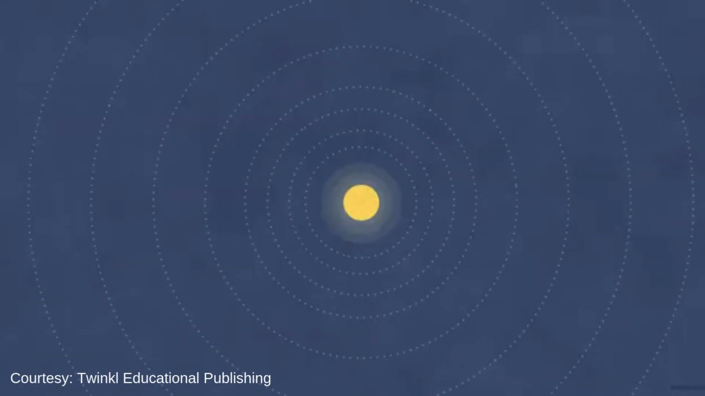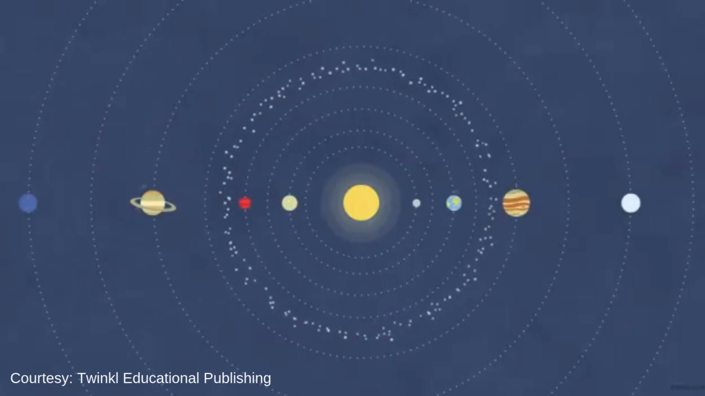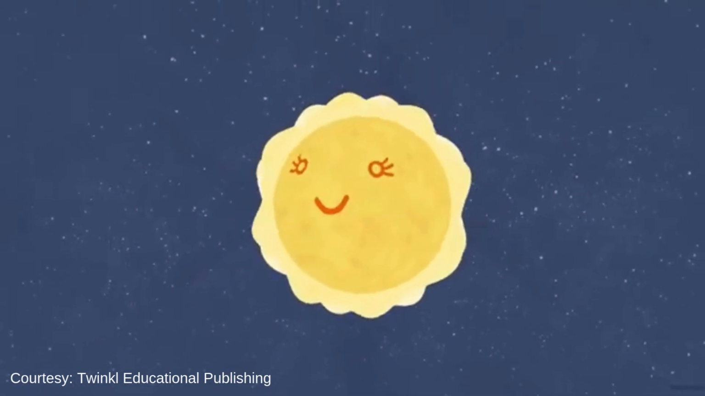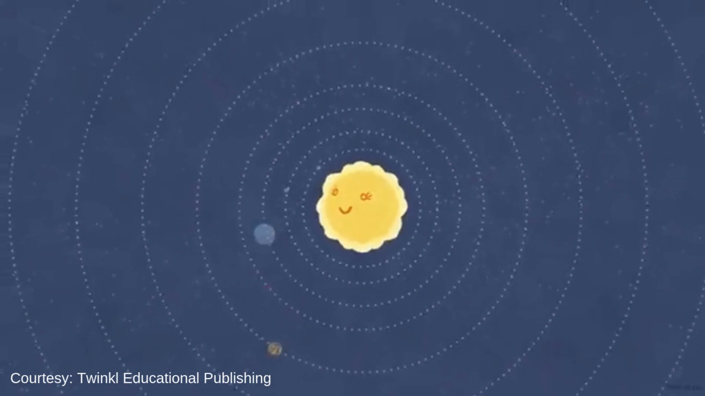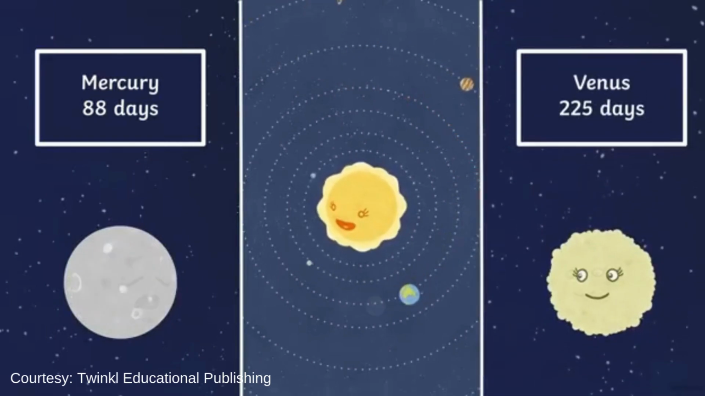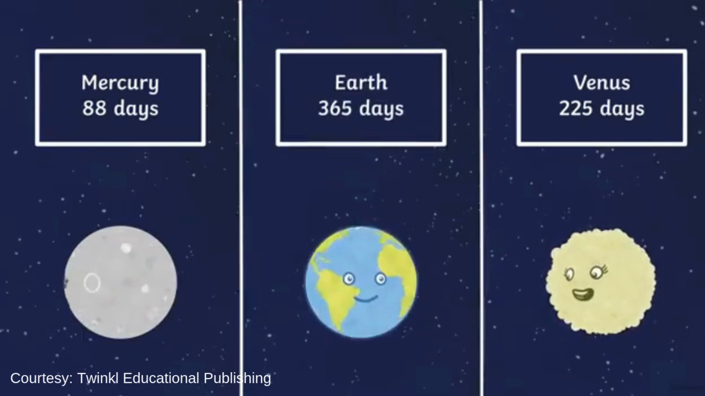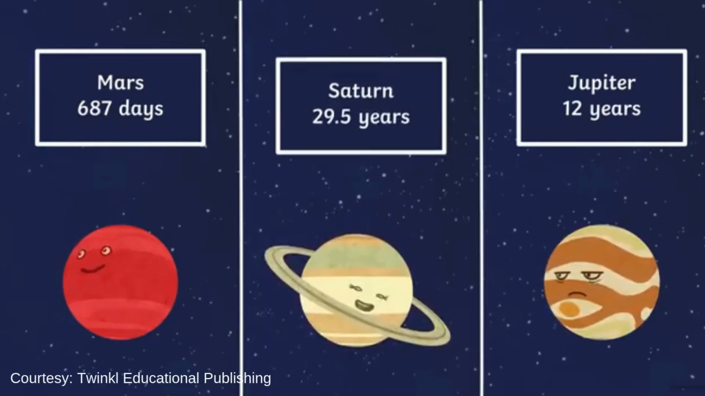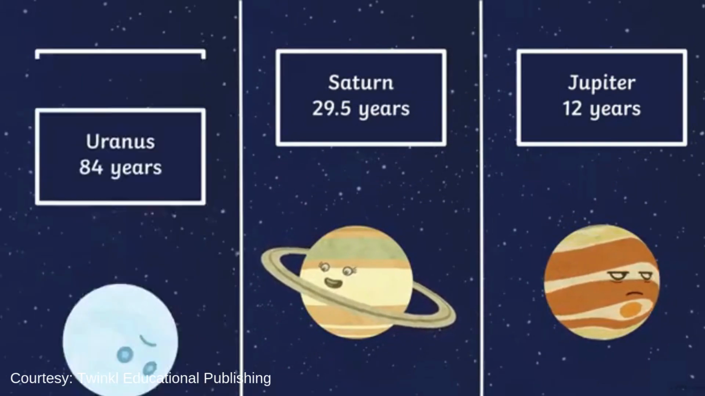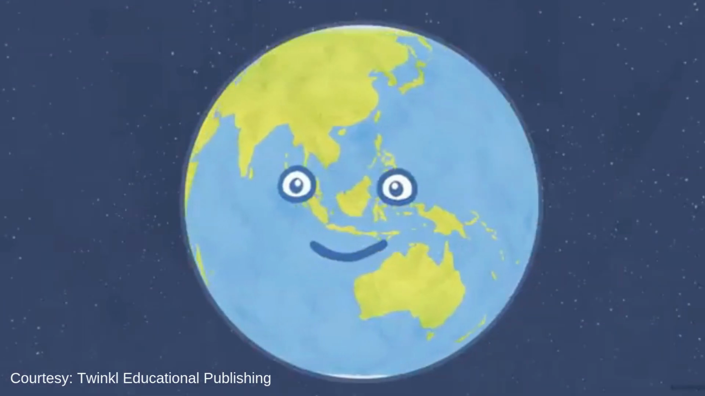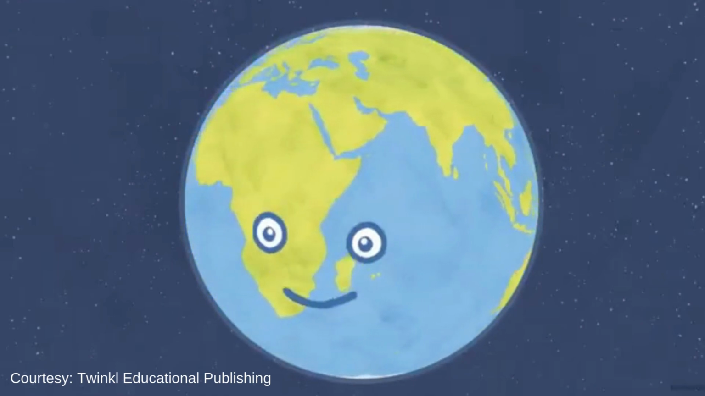The solar system is made up of the sun and all the celestial objects that orbit it. This includes planets, moons, asteroids, and comets. The 8 planets are divided into 2 groups. First, the inner planets: Mercury, Venus, Earth, and Mars. These are small, rocky planets that do not have rings. Second, the outer planets: Jupiter, Saturn, Uranus, and Neptune. These are large gas giants, mostly made of gas, and they all have rings and many moons.